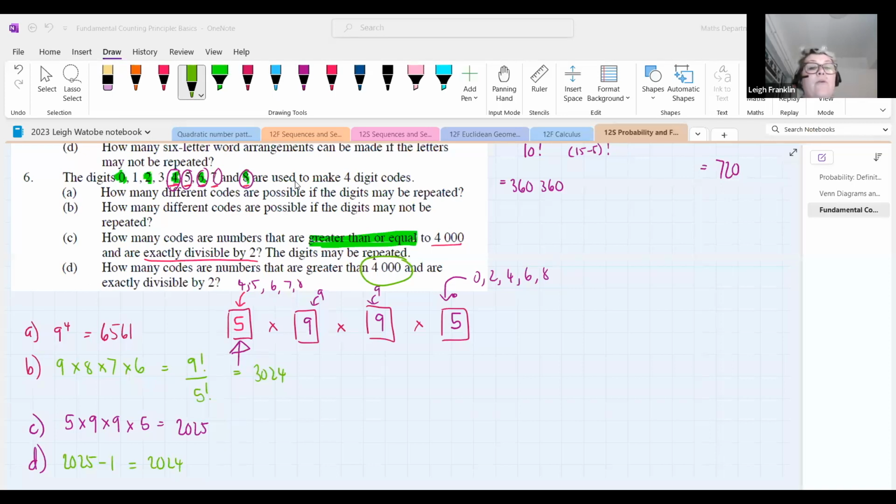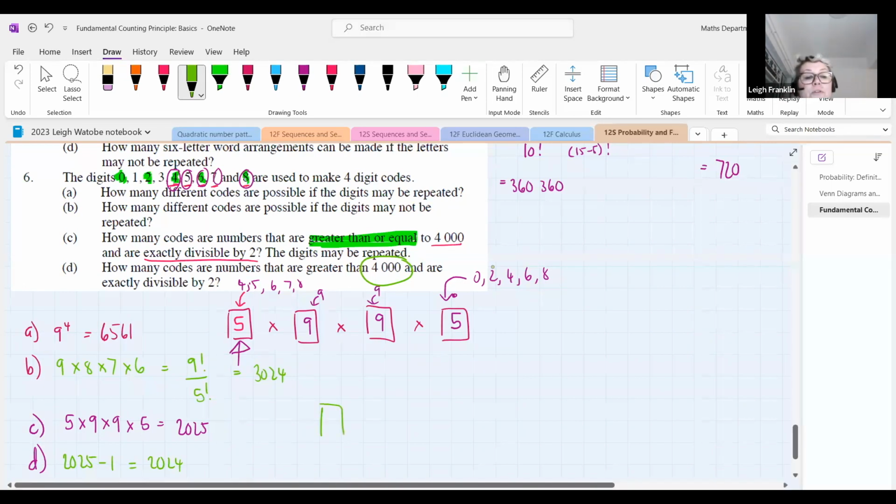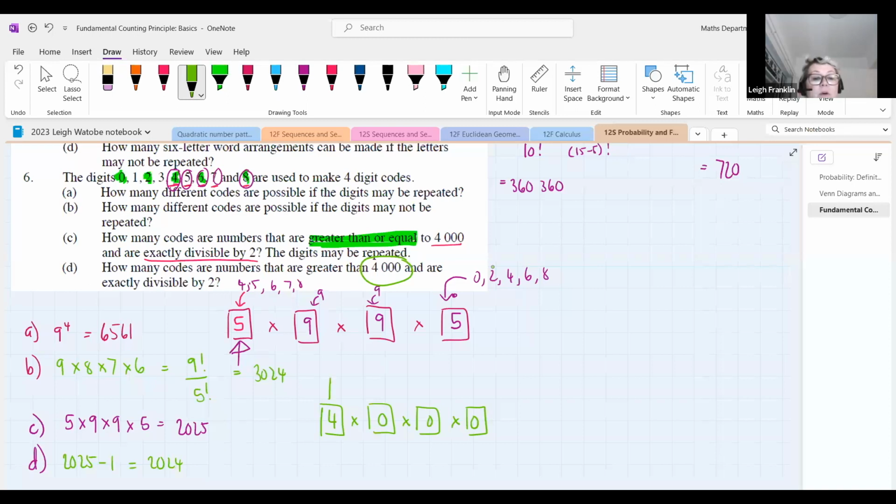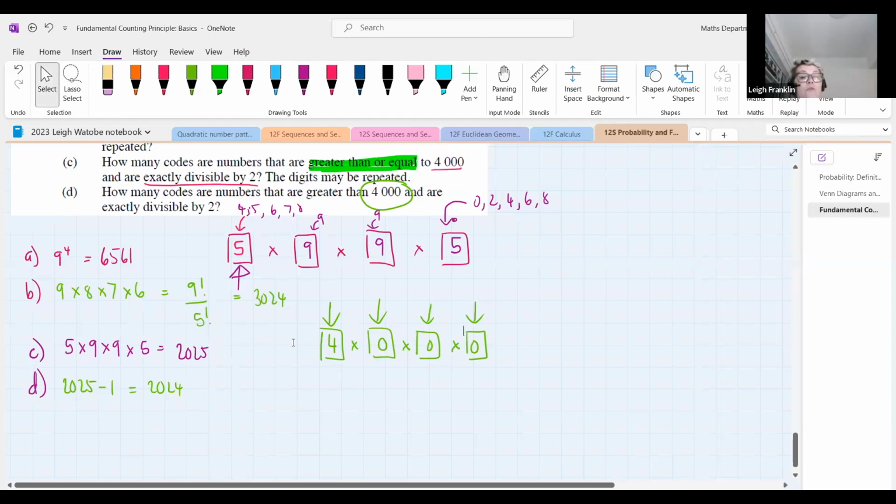Okay, so if it has to be greater than or equal to 4,000, the first block is where you would put the 4. The second block is where, so that's how you would make the number 4,000. It's by the options that you've got in this block, the options you've got in that block, and so on. So we're talking about how many options we have for each block.